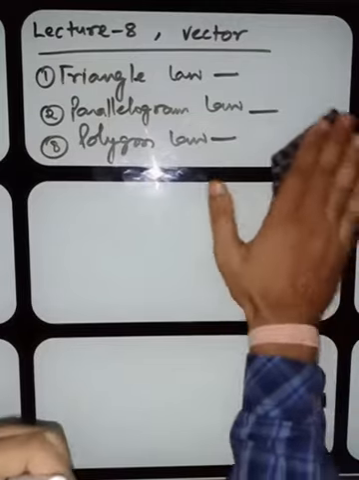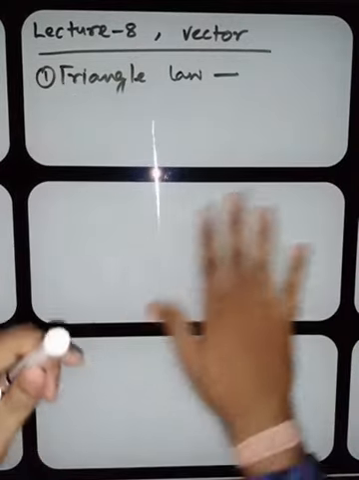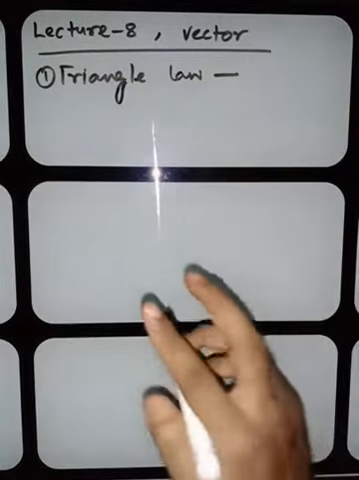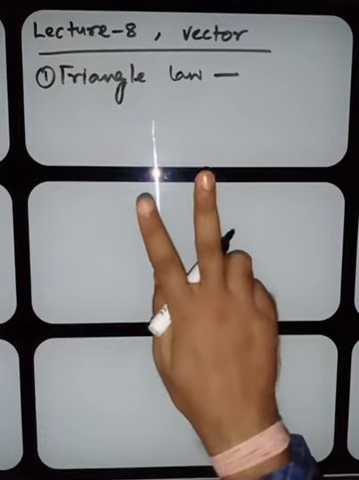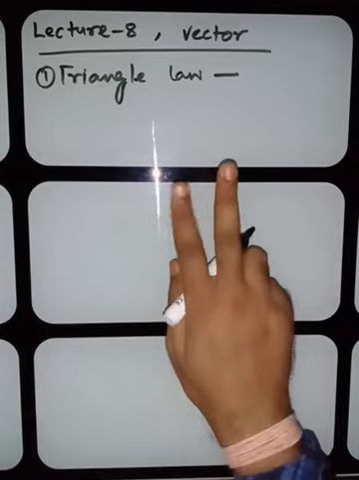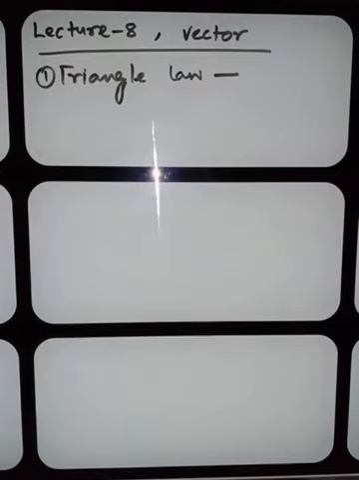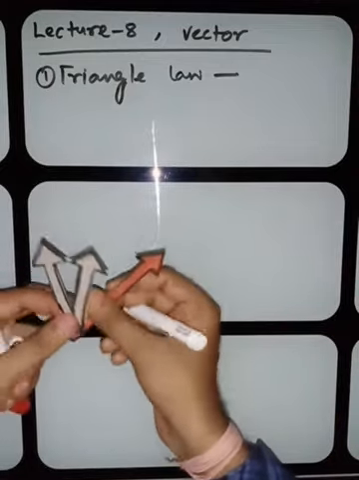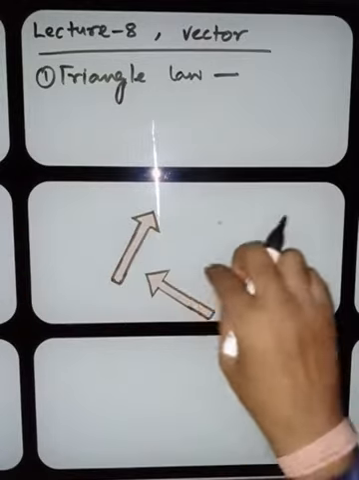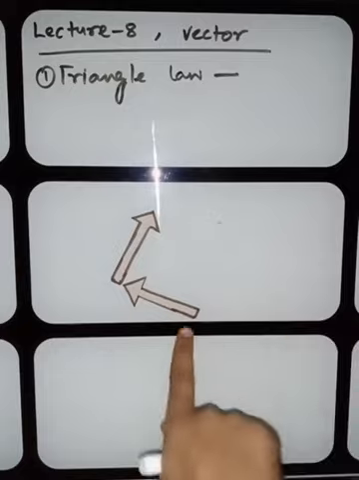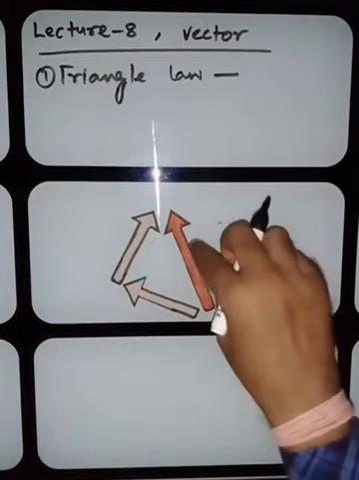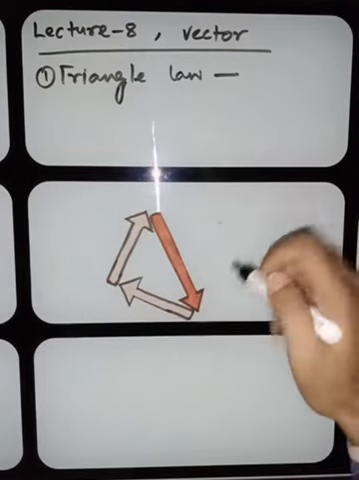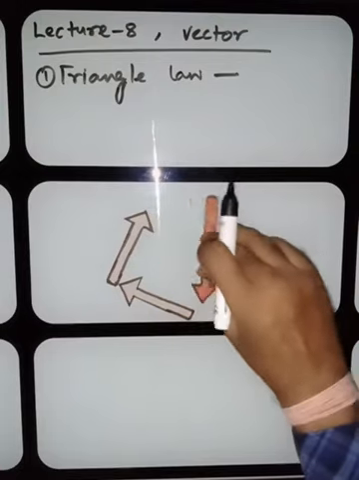What was the actual statement of the triangle law of vector addition? If two vectors are represented by two sides of a triangle in the same flow, then the third side will be the resultant vector. Like this, I have three vectors. Remember, you cannot make the resultant like this one, because all will be in the same flow. The resultant should be in opposite flow.